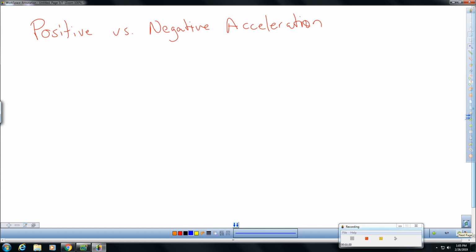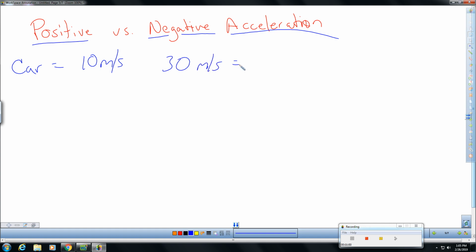All right, positive versus negative acceleration. This is the one most people struggle with. So let's just say we have a car that starts out at 10 meters per second, and it accelerates to a rate of 30 meters per second in 5 seconds. So if we set up our equation, this is our final velocity, because that's how fast we got up to. This is our initial velocity, because this is where I started out.